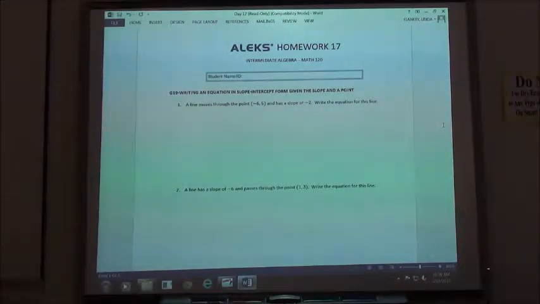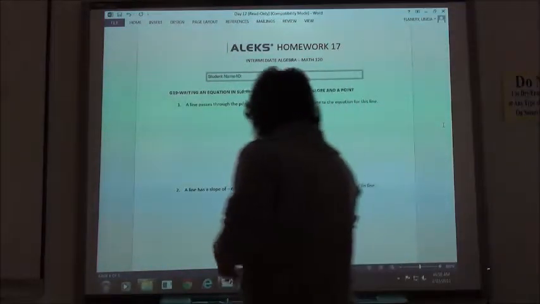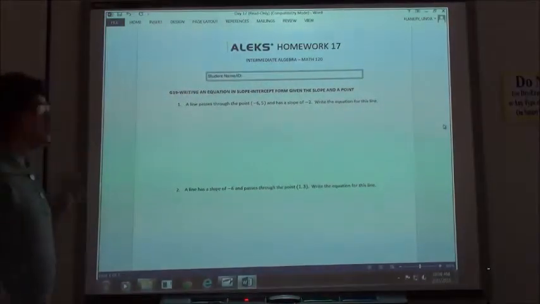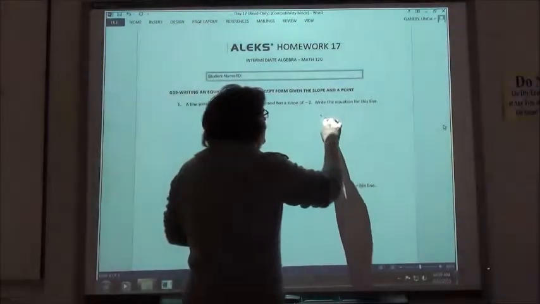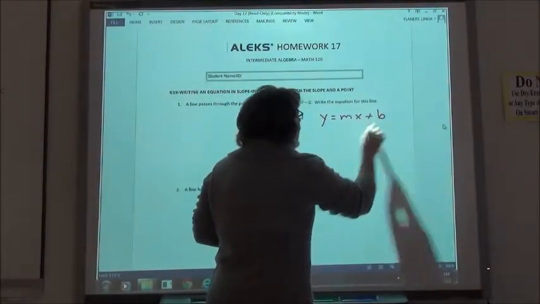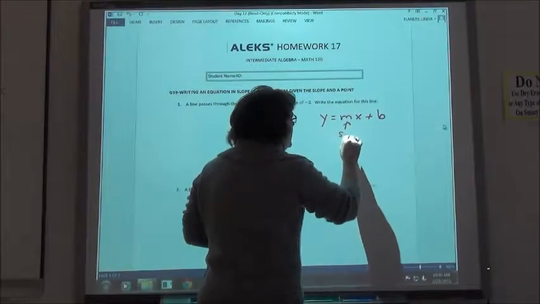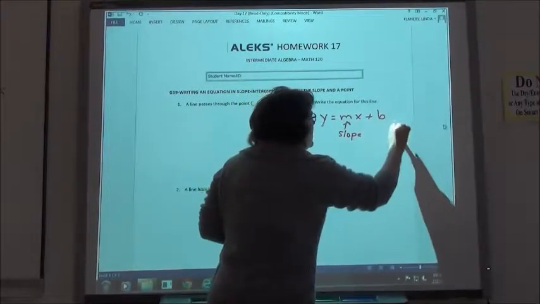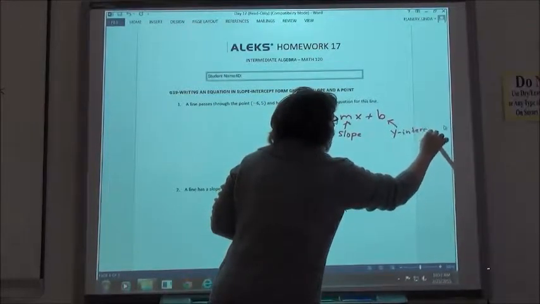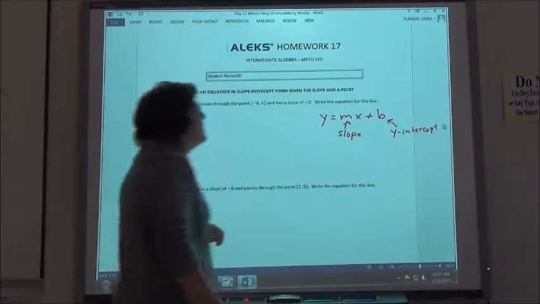All right, homework day 17 is writing the equation in slope-intercept form given the slope and a point. An equation in slope-intercept form looks like this: y equals mx plus b. The number in front of the x is the slope of your line. The number on the end is your y-intercept. So they call it slope-intercept form.